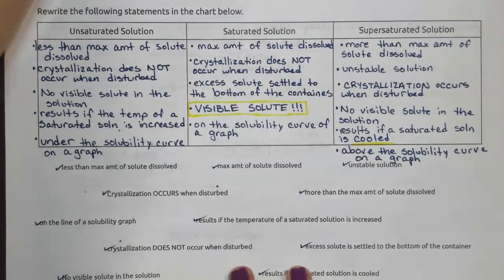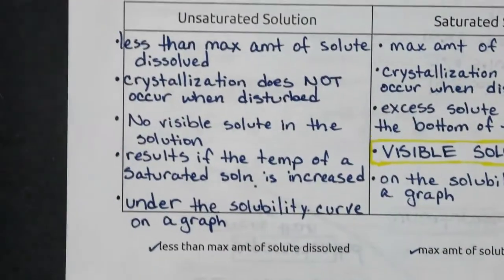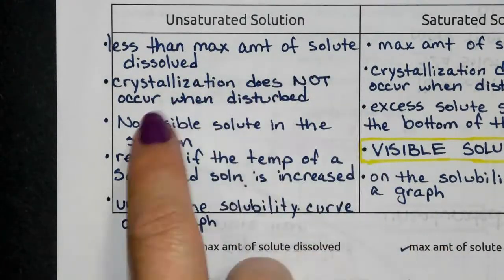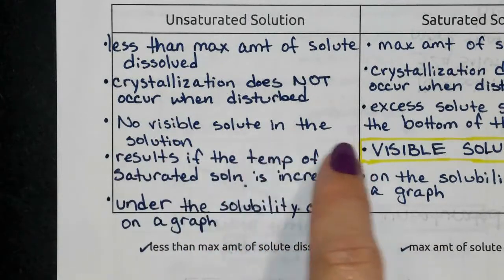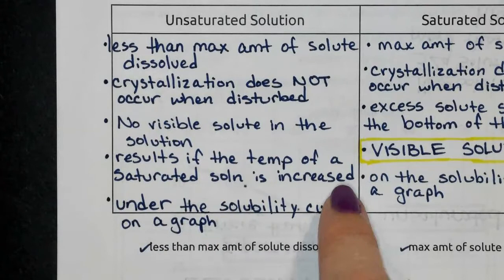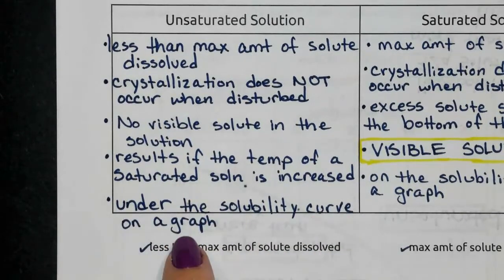Here are the correct answers. I'll zoom in to each box for you. Unsaturated: less than the max is dissolved. Crystallization does not occur when disturbed. No visible solute in the solution. It results if the temperature of a saturated solution is increased or heated, and it's under the solubility curve on a graph.